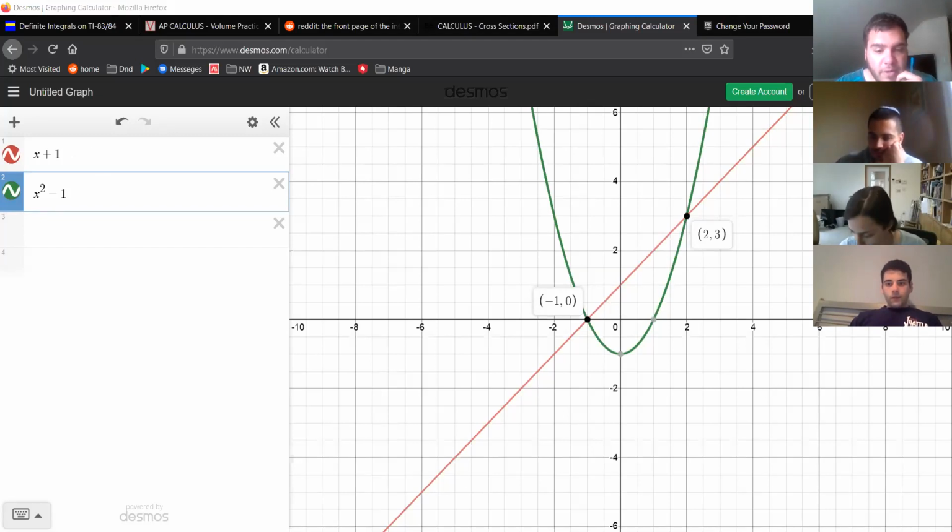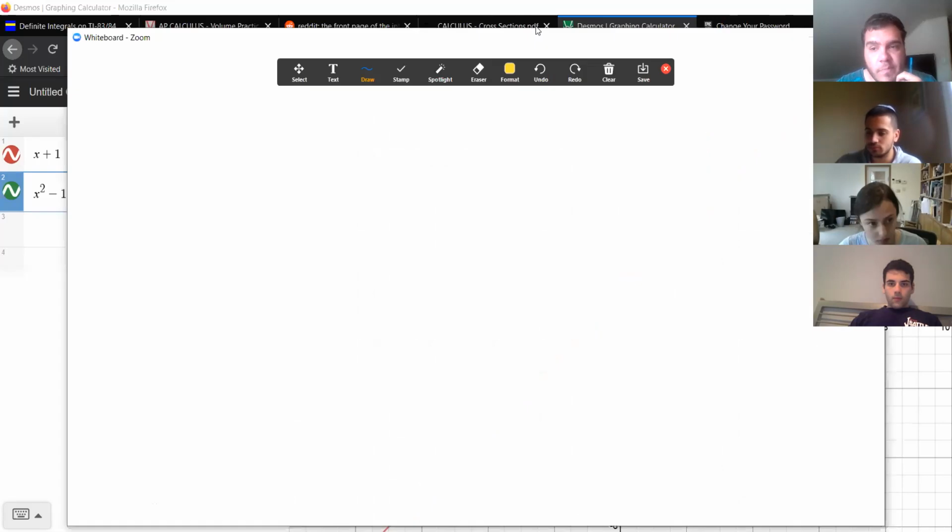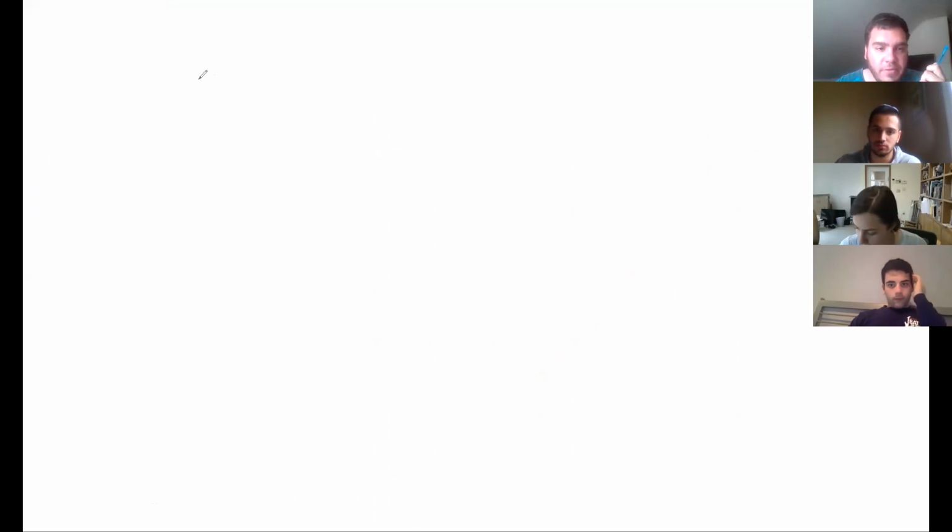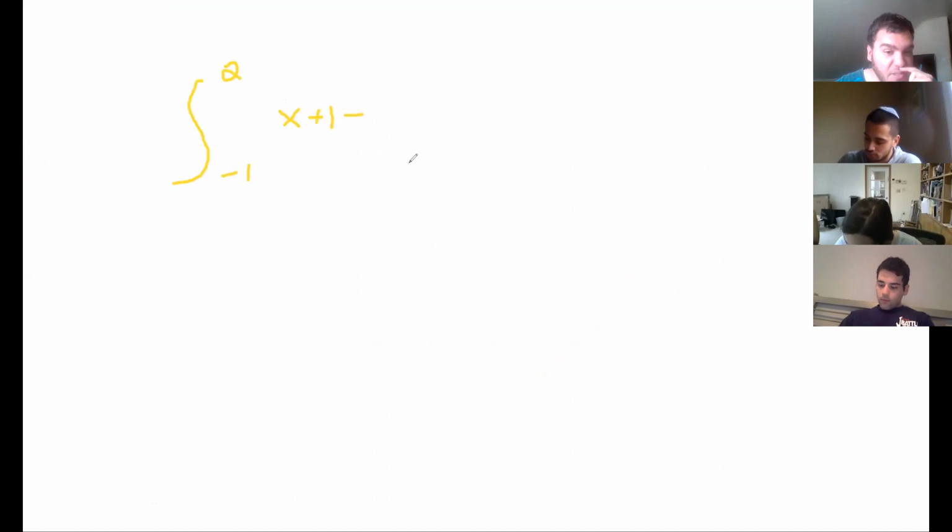So let's first set that up on our whiteboard. So I'm going to go back to the whiteboard. And so let's set up the integral. So the integral is from -1 to 2. The top equation is x plus 1, so I'm going to put x plus 1 minus the bottom equation, which is x squared minus 1, dx.